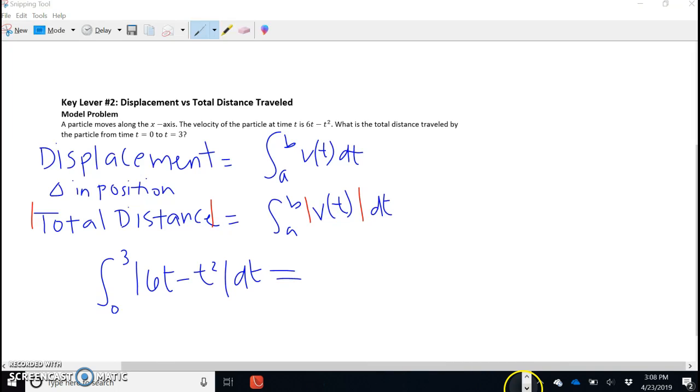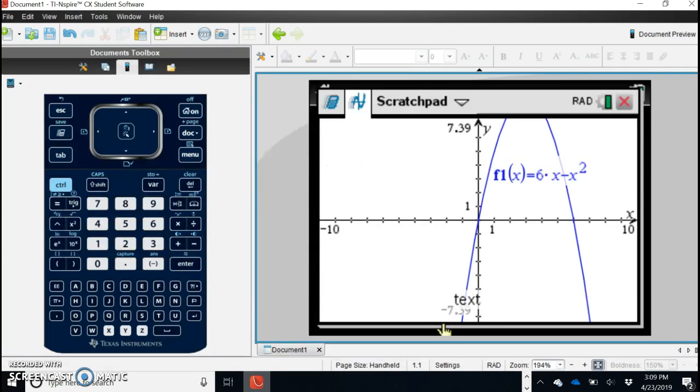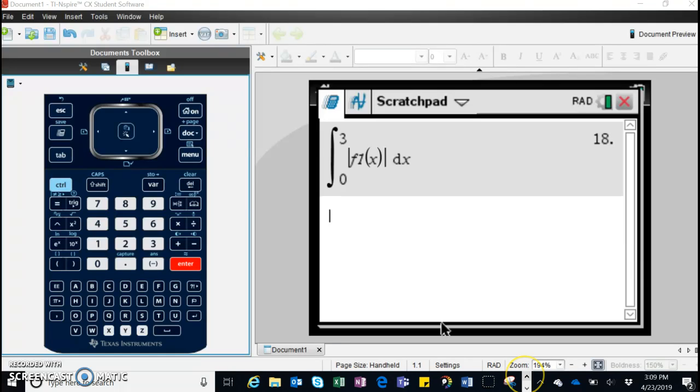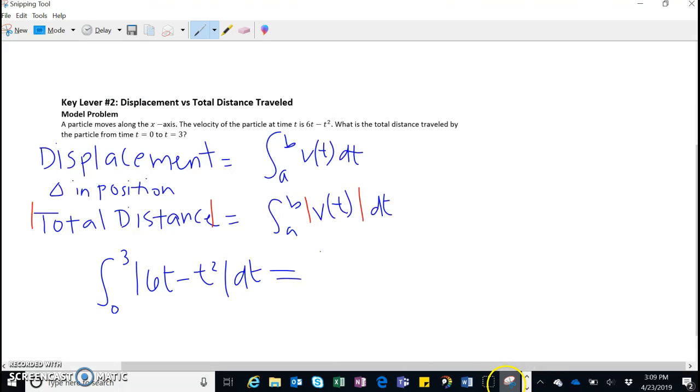Most of the time these are on calculator active exams, so I've gone over here and just typed the function into my device, and I can come over here and then do shift plus from 0 to 3. A nice shortcut is to just type abs in your calculator. The calculator is programmed to compute that as absolute value, and then you can pull up your function of x, of course, and put a dx on it, and the answer is 18. The total distance that the particle traveled over the first 3 seconds or minutes or hours or whatever is 18.